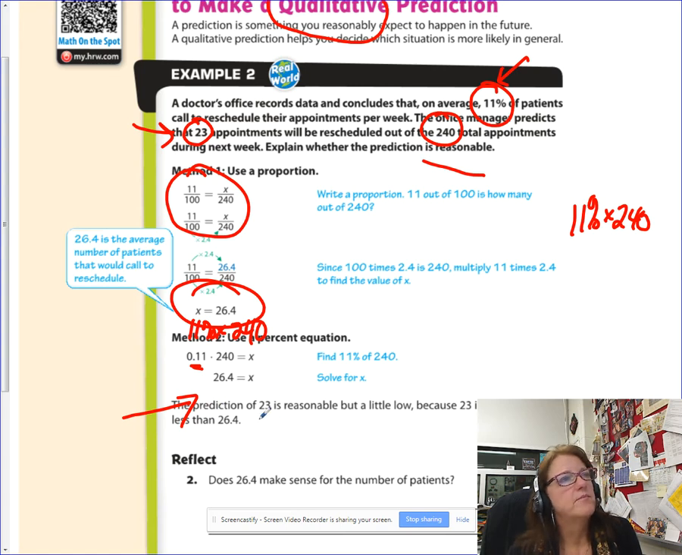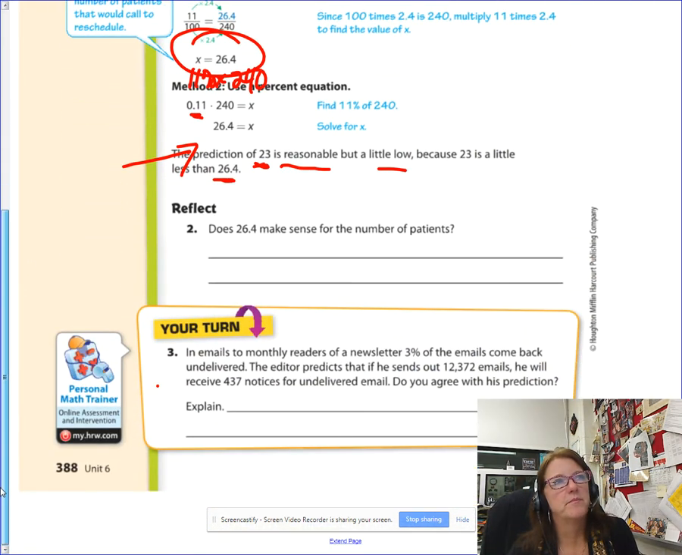The question is, is her prediction, the office manager's prediction, reasonable? Well, 23 is pretty close to 26.4. So we could say, yes, it's reasonable, although it's a little lower than our prediction. We predict it would be a little higher. That's the part where they're talking about you're going to add some quality to your mathematical prediction. Okay? So here's the second part of this.